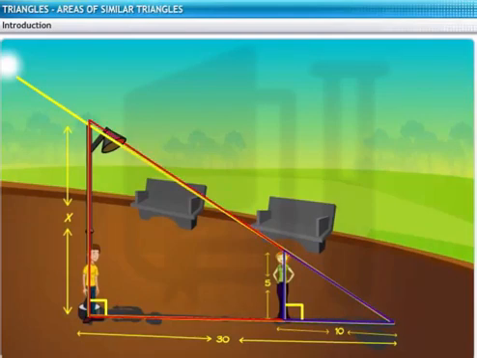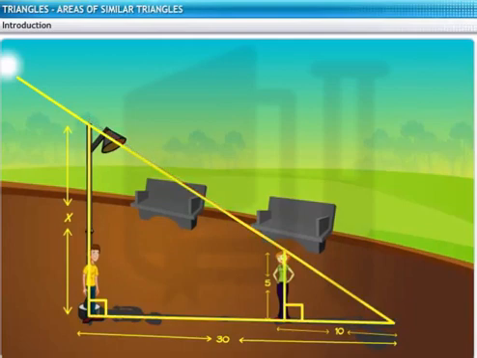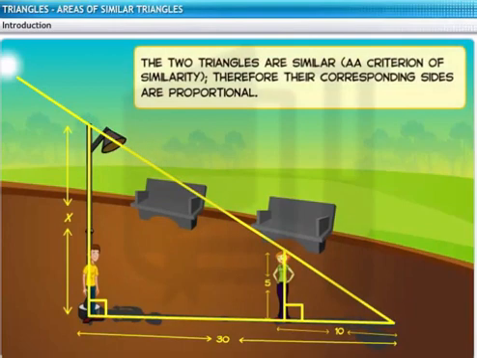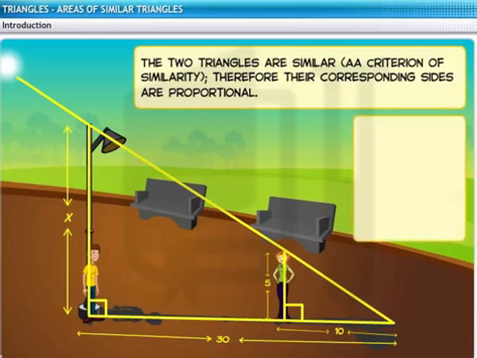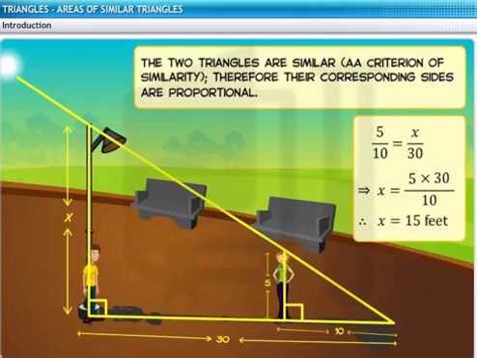In the two triangles, we have two pairs of corresponding angles equal. Hence, by the AA criterion of similarity, the triangles are similar. Recall that the sides of similar triangles are proportional. Taking the ratio of the sides, we get the equation 5 divided by 10 is equal to x divided by 30. On simplifying, we get x is equal to 5 multiplied by 30, the whole divided by 10, which is equal to 15. Therefore, the length of the lamppost is equal to 15 feet.